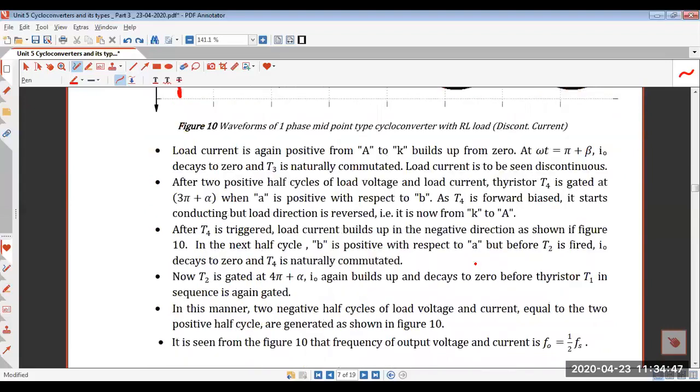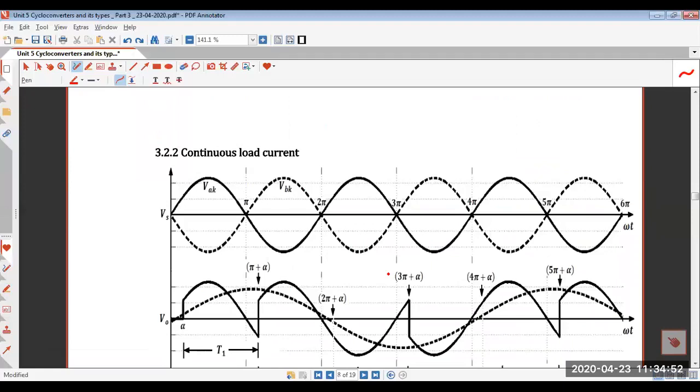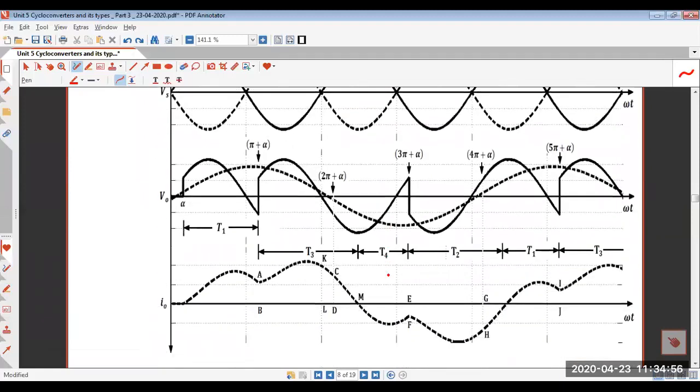That means inductance is present in both cases, discontinuous mode as well as continuous mode. The only difference is that in discontinuous mode the value of inductance is quite small, and when we increase the value of inductance, the load current will become continuous. In our yesterday's experiment also, we observed that when we increase the value of inductance, its effect was seen on the load current, which became continuous.